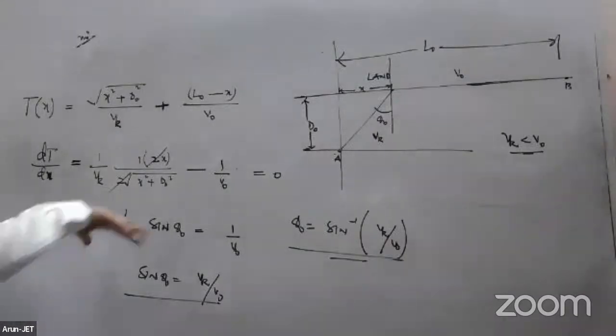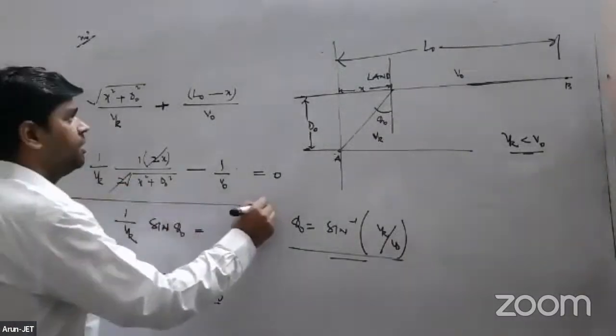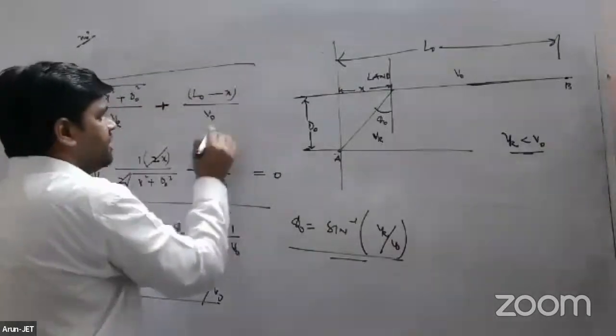Pretty simple. From here it is a very simple simplification of the equation, but up to here is the crux of the problem. Here is the crux of the problem.